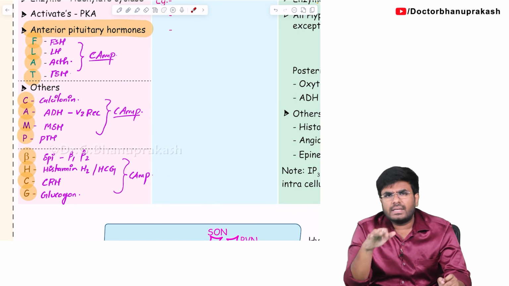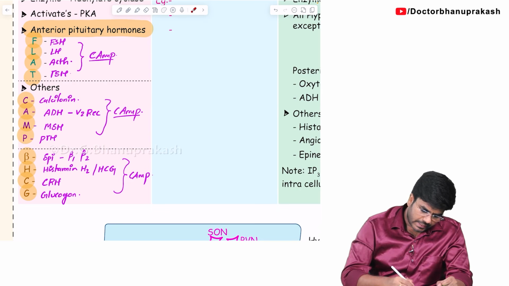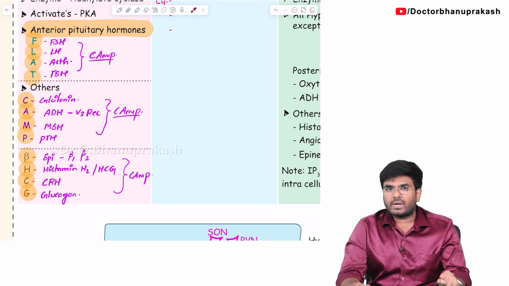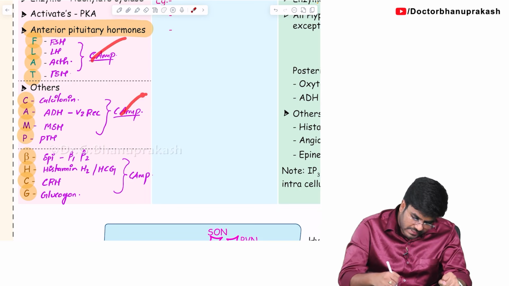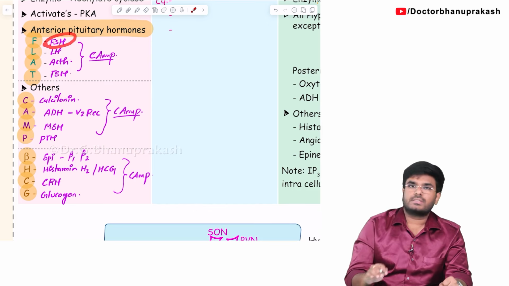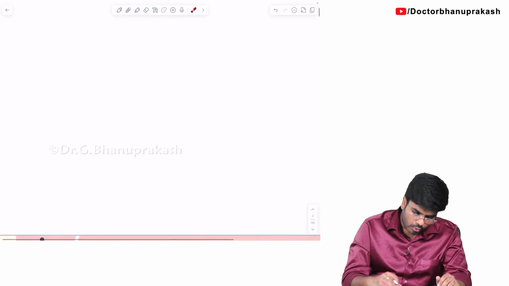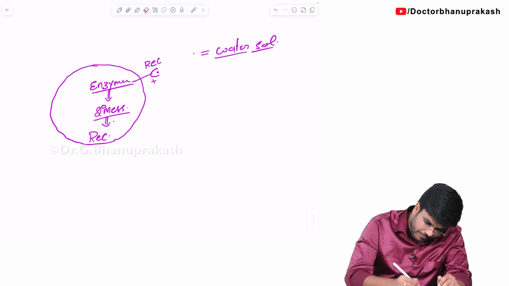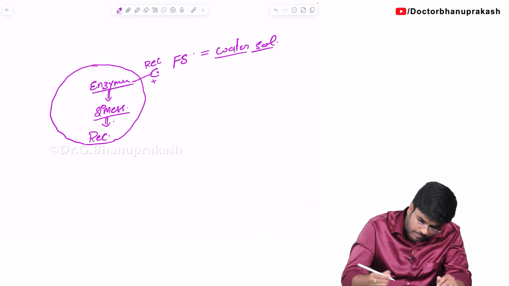Okay, cyclic AMP is produced inside the cell. Now what is the cyclic AMP going to do? I will tell you. Before that, you need to understand how cyclic AMP is produced. All these are hormones. For example, I will take one hormone as an example, FSH. Here in the place of X, I am keeping FSH.